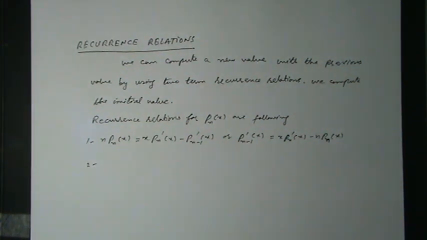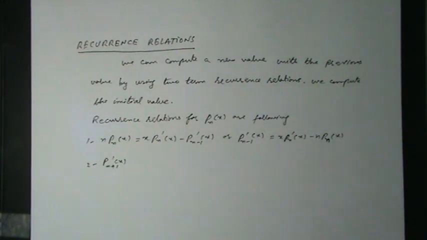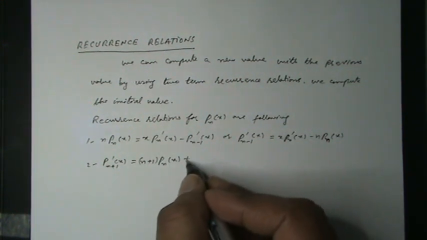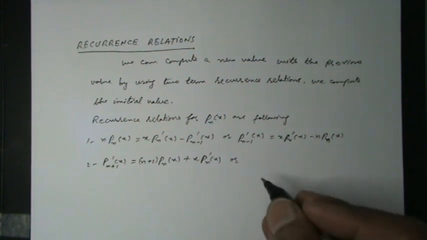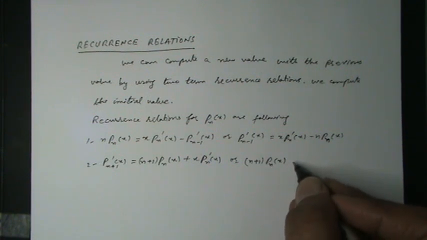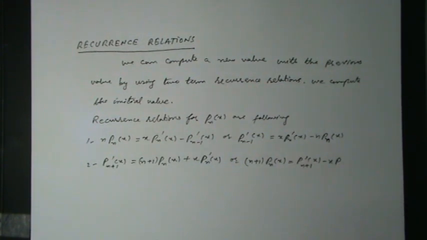Number 2, Pn+1'(x) equal to (n+1)Pn(x) plus xPn'(x), or it can be written as (n+1)Pn(x) equal to Pn+1'(x) minus xPn'(x). You can remember anyone.